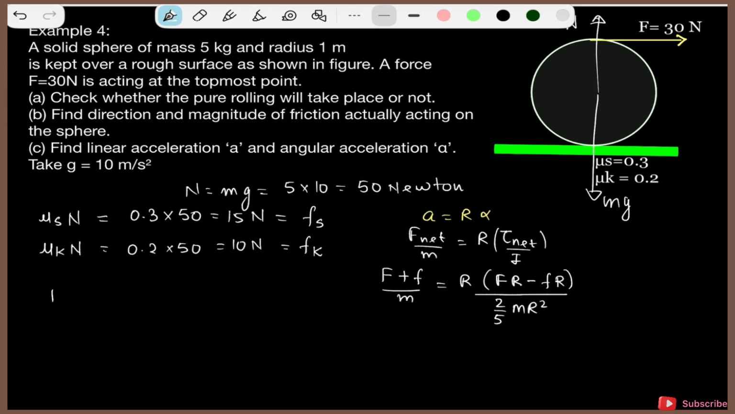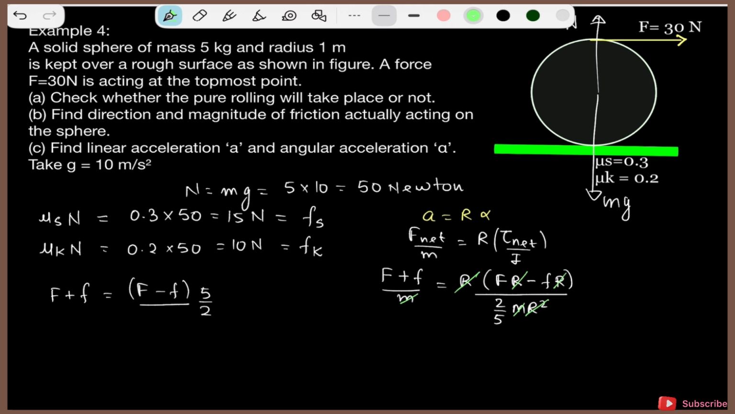Let's write here F plus friction is equal to F minus friction, and we have 2 by 5, which means 5 by 2. So m terms cancelled, r square cancelled, correct? So now we have an equation independent of acceleration. We will find the value of friction from this situation.